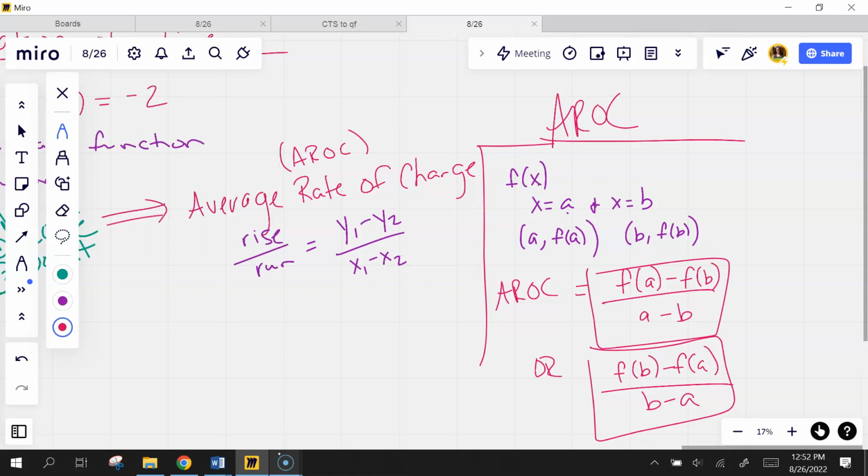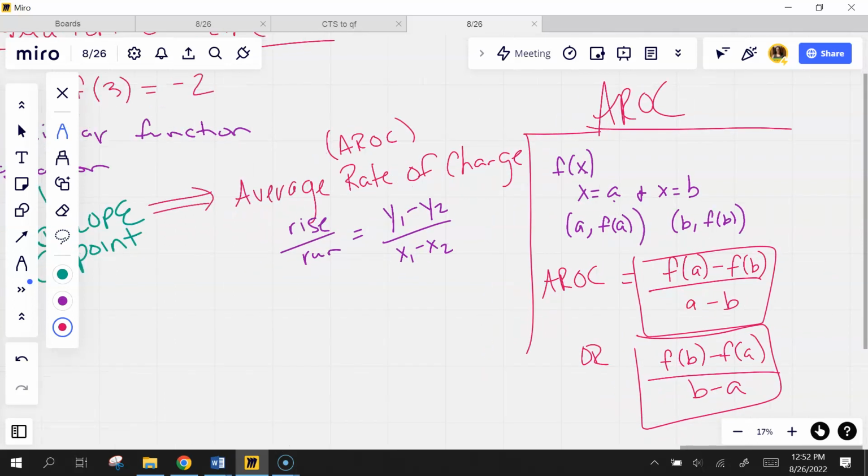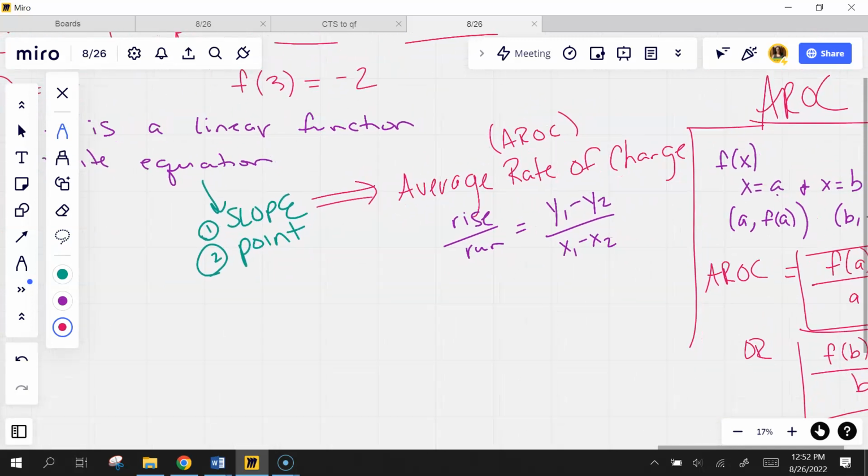Now, look. This needs to be starred in your notes also. This is a big player. Formal definition of AROC. Now let's go back to the example we were trying to write.